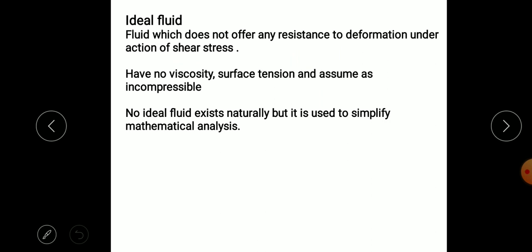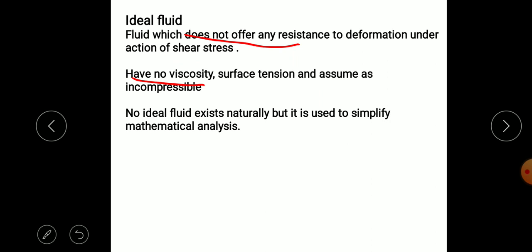So next we are considering the fluid. Initially we considered a fluid which is continuously deforming, meaning it is continuously flowing under the action of shear force. The ideal fluid we are considering does not offer any resistance to deformation under the action of shear stress. So the deformation is zero. We have to consider that there is no viscosity of the fluid. Next point we consider is viscosity. So an ideal fluid has no resistance, meaning zero viscosity, to the flow.